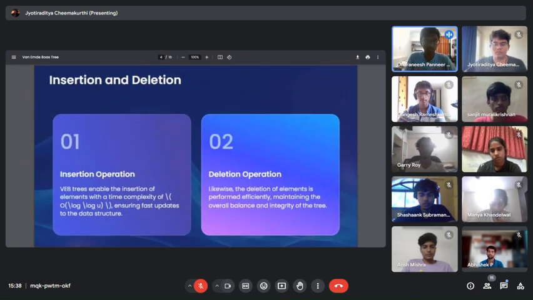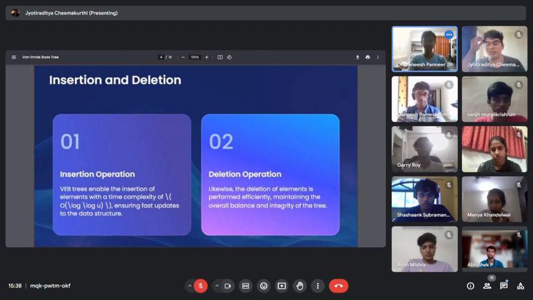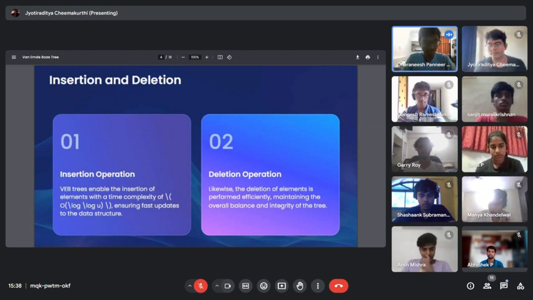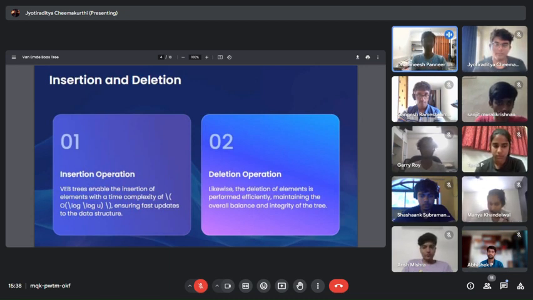Now, as I mentioned before, the insertion and deletion operations in VEB trees are highly efficient because of this division of the universe, where it's basically a divide and conquer problem. You're essentially dividing the problem into half and half and half, which makes it extremely efficient and extremely fast at its job. So you can insert elements in O(log log u), where u is the universe size, and deletion can also be performed just as efficiently.